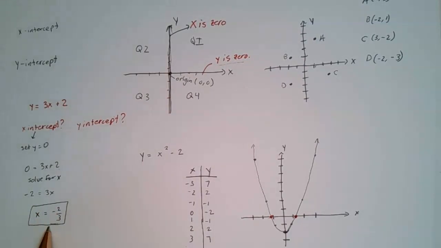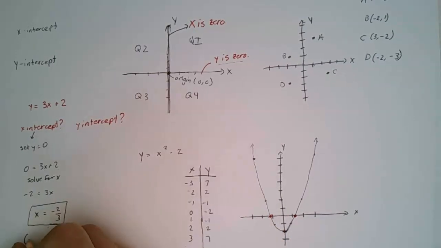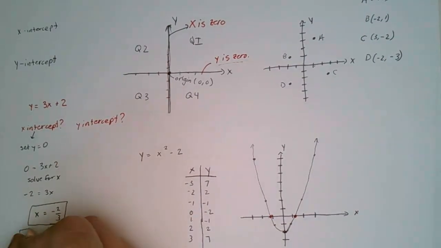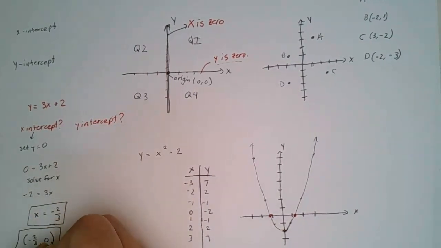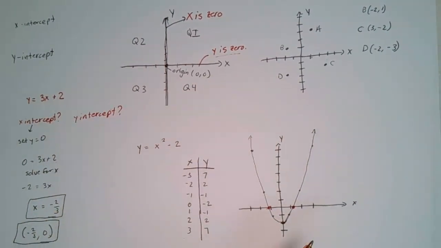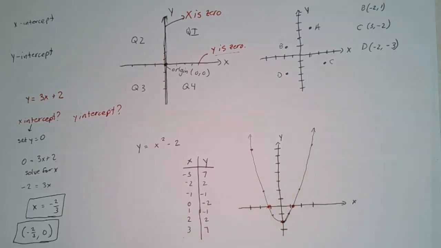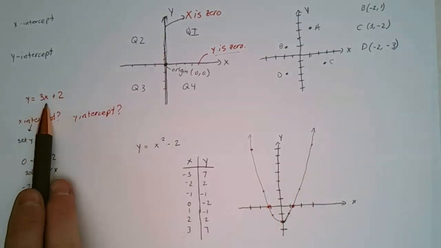Now specifically, I went ahead and put a box around it because that's a habit of mine, but the x-intercept is actually a point on the x-axis, and so that x-intercept is actually going to be -2/3, comma 0. That's going to be the actual point on the x-axis, okay, for this equation.